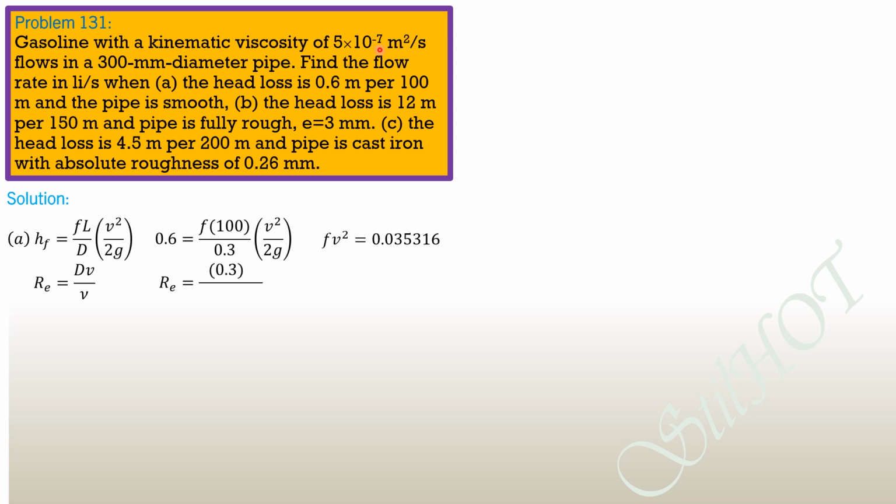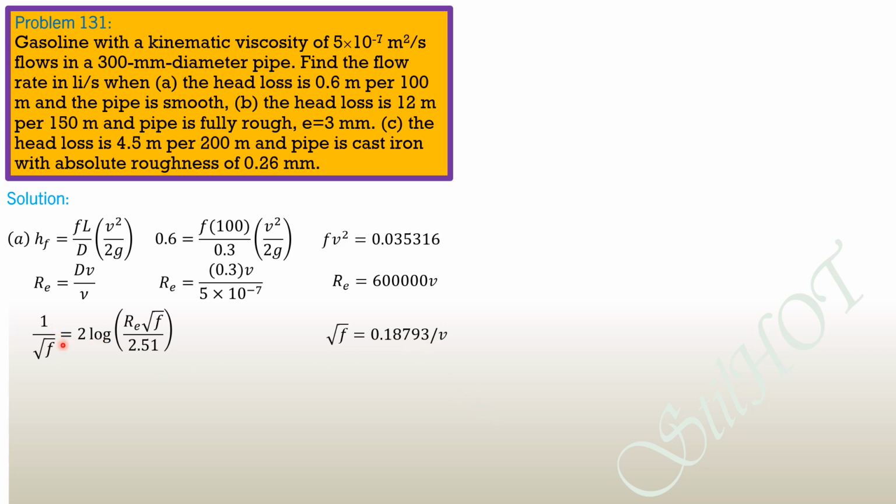is 5 times 10 to the negative 7 square meter per second for gasoline. So it is equal to 0.3 times mean velocity of flow divided by 5 times 10 to the negative 7. So the Reynolds number is 600,000 times V. Then into Colebrook's equation, 1 over square root of F equals 2 log of quantity R sub E square root of F over 2.51, where square root of F is from this equation, square root of 0.035316 over square root of V squared, which is V. So square root of F is 0.18793 over V. So we substitute it here.